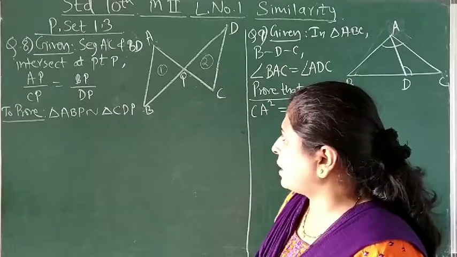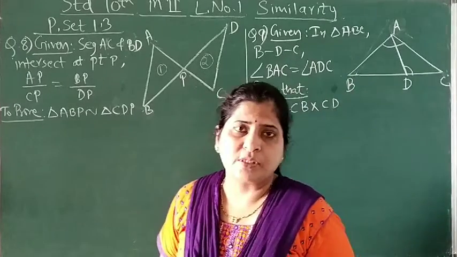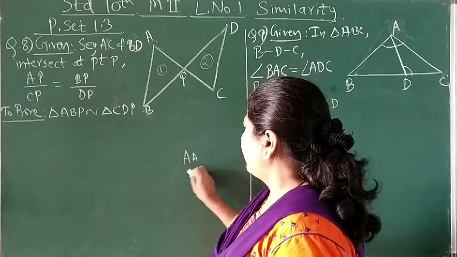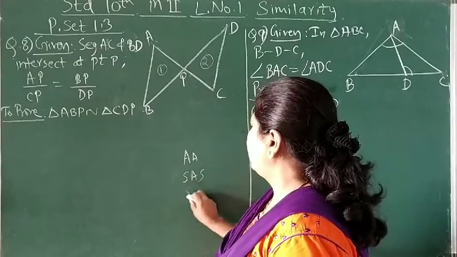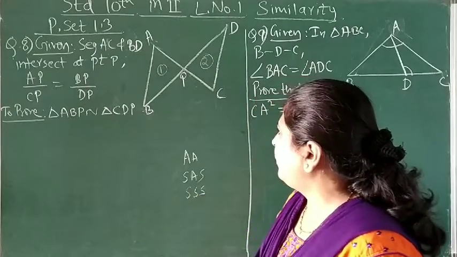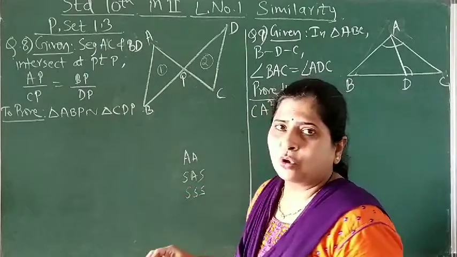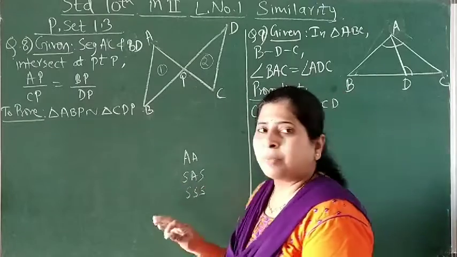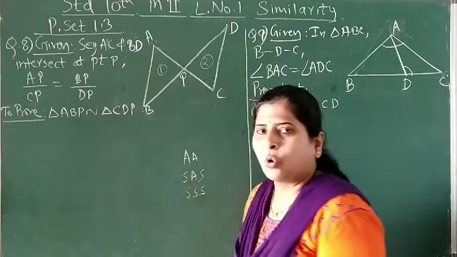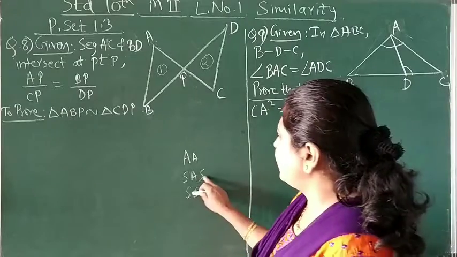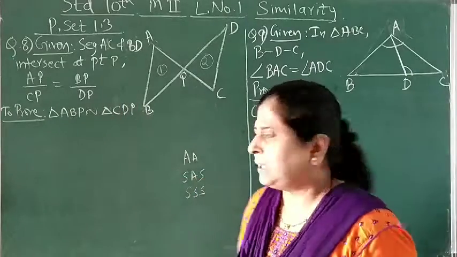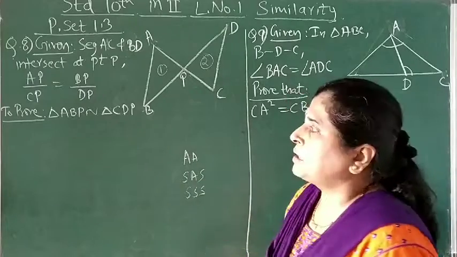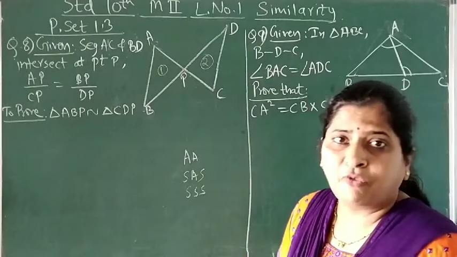Now to prove these two triangles similar, which test can we use? We have three tests: AA test, SAS test, and the third one is SSS test. If we can prove two angles congruent, we can use AA test, or if we can show two sides are in proportion and the angle between them congruent, then we can use SAS test, or three sides in proportion. Out of these three things, what do we have? What is available for us?